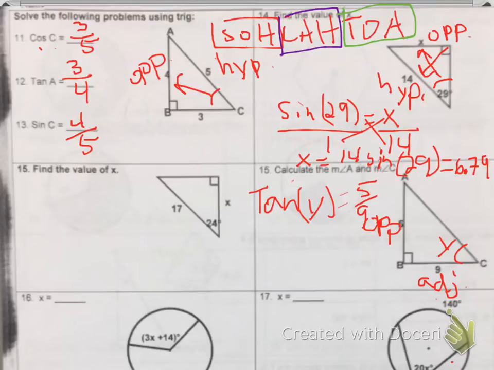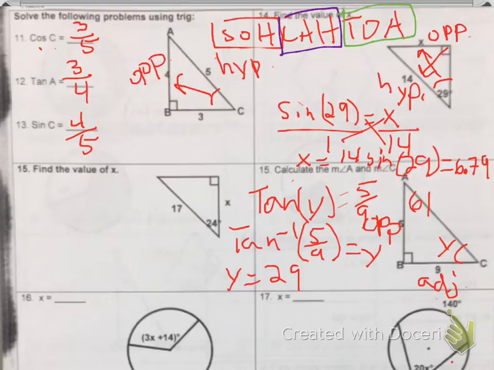So when I do that, again, I'm going to do the inverse, so I'll go second tangent on my calculator, and I'm going to plug in the fraction where y was, and it equals y. The inverse tangent is 29 degrees, so y is equal to 29 degrees now. So I end up getting 61 for A, 29 for C.